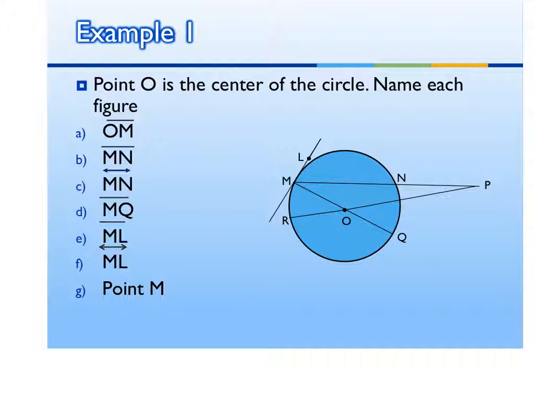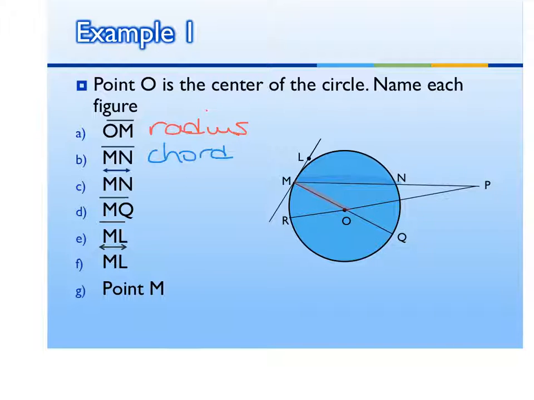All right, so OM. Anybody know what OM is? OM is right here. What is that, Isabella? Radius. It's a radius. Good. Okay. MN. What is MN? Let's see. Let's highlight MN right here. What's the... Alex. It's a chord. Good. Notice it's got a segment on top of those letters.